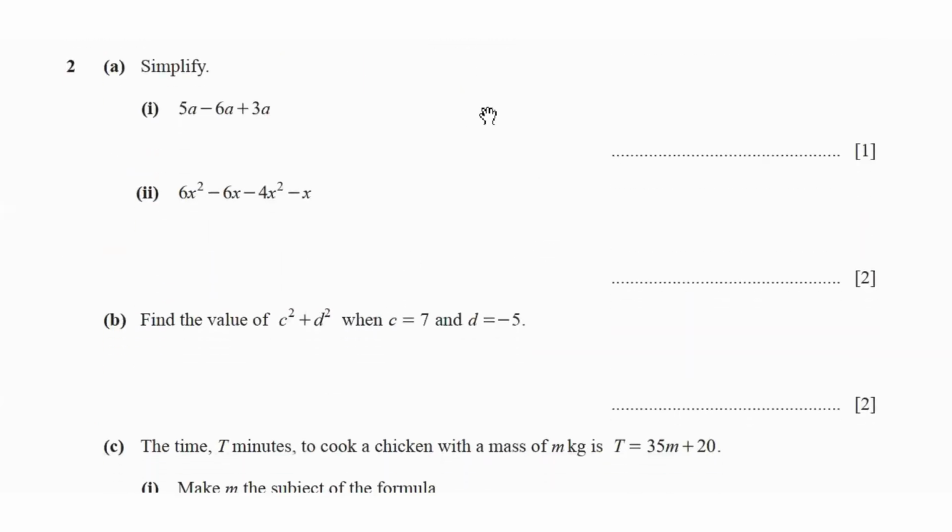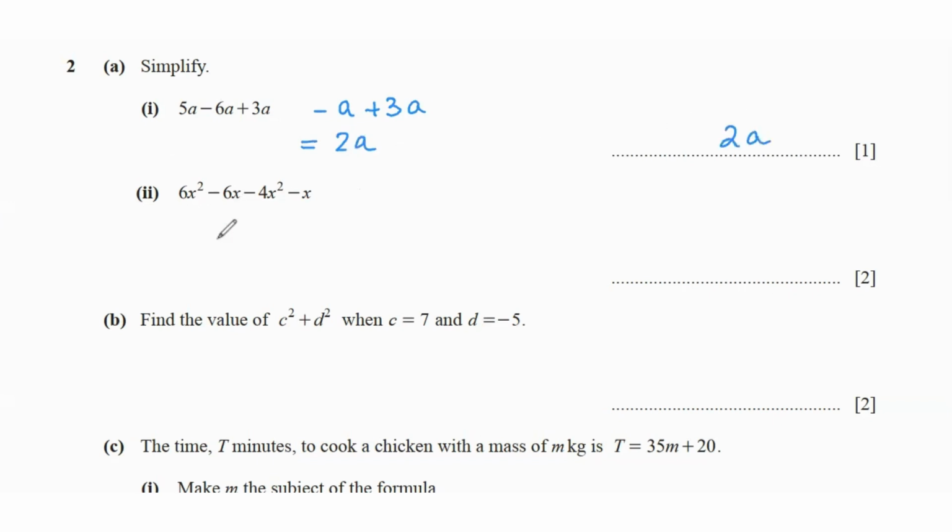Question number 2 says simplify. So we're going to collect the like terms, and in this case, all of the terms are like terms. All of them have the variable a, and all of them have the variable a raised to the same power. So which means we can add or subtract all of the terms. 5a minus 6a is negative a. So negative a plus 3a is 2a.